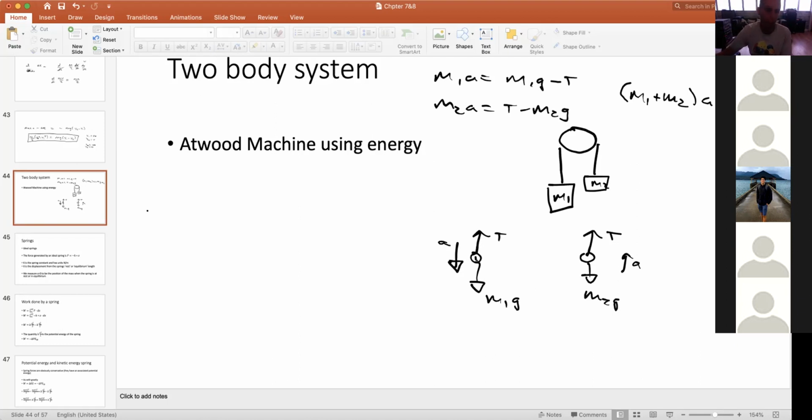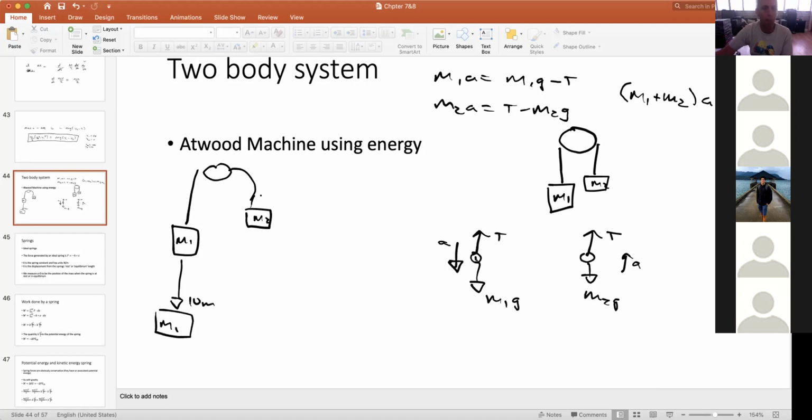Just looking at the Atwood machine, I'm going to choose that when it starts, M1 and M2 are both at their 0 positions. And then once they fall, let's go 10 meters. That will be position 2. And once this has gone up 10 meters, and you have to kind of pretend that there's enough room for them to go up 10 meters. If these things start from rest, so this is 0, this would be minus 10, this would be positive 10, and V initial is 0, V initial is 0.